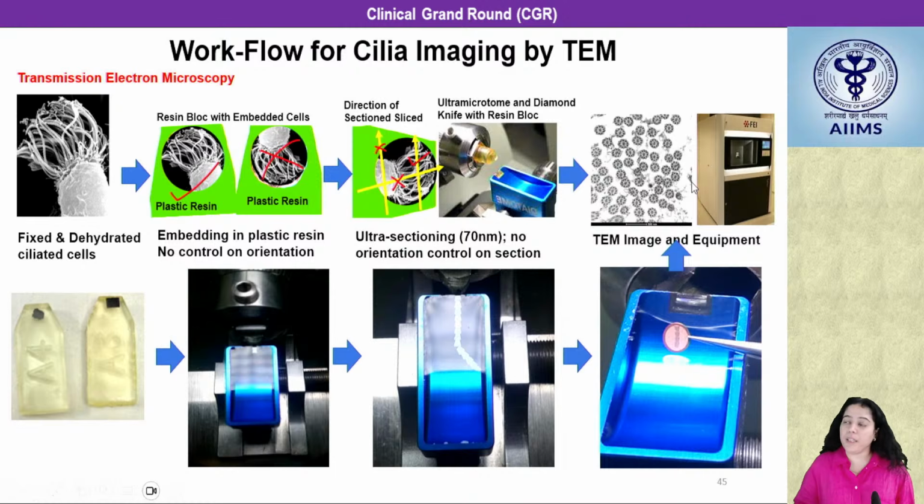In case of PCD, basically the major task is the orientation of cilia. The cilia should be perpendicularly sectioned. For this, what we did, we fixed and dehydrated the ciliated cells, then embedded them into the plastic resin. If the orientation is in this direction, it is good for the sectioning, and if the orientation is like that, it is not good for the sectioning, because we need the perpendicular section of the cilia. If you section the cilia in this direction, you are mostly getting the elongated cilia, which is not adequate for the reporting.